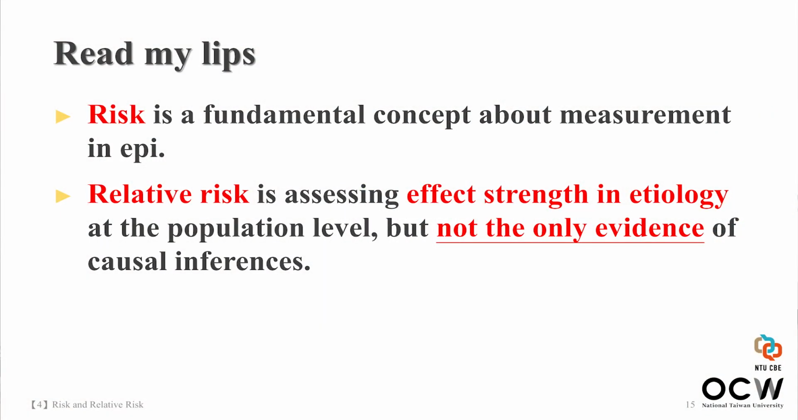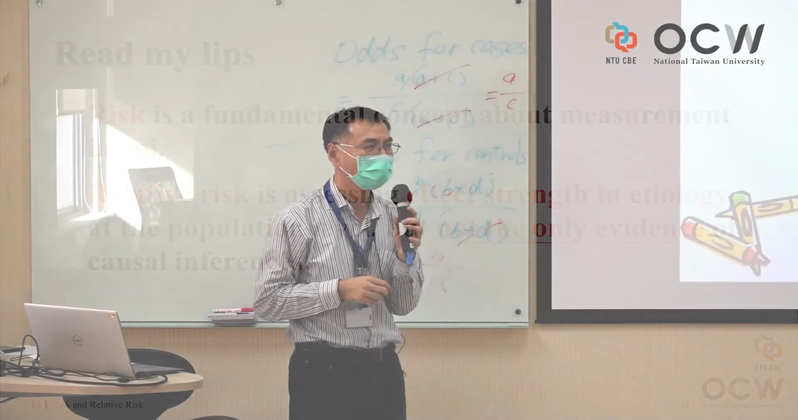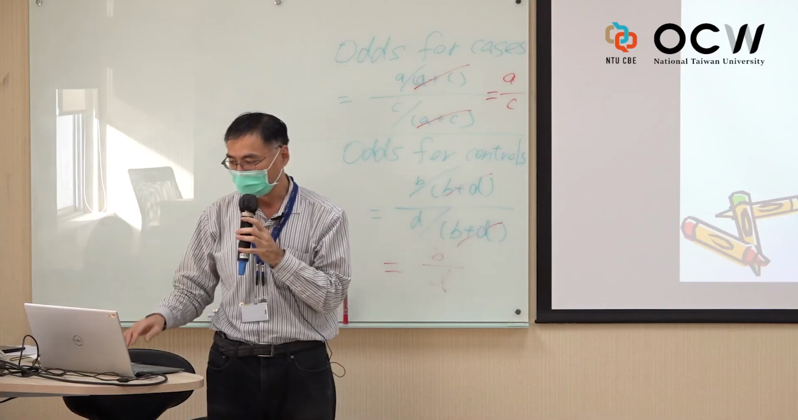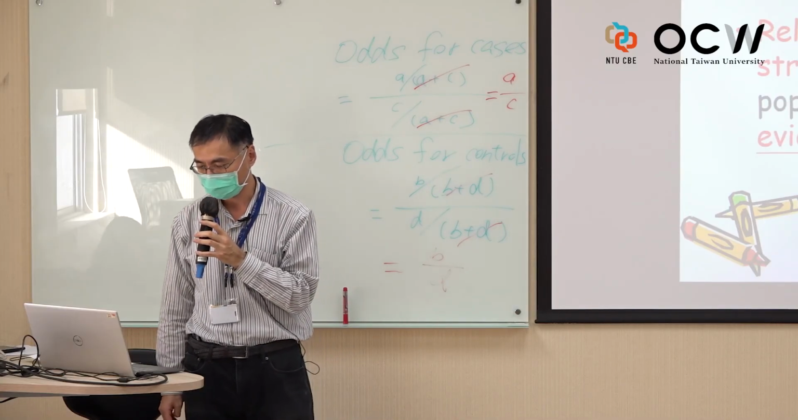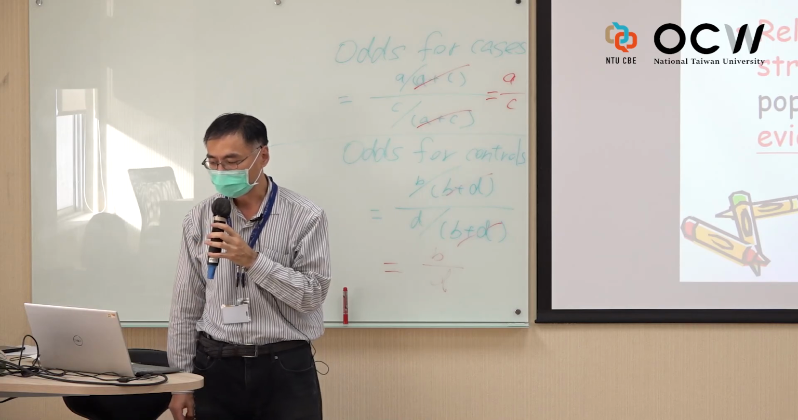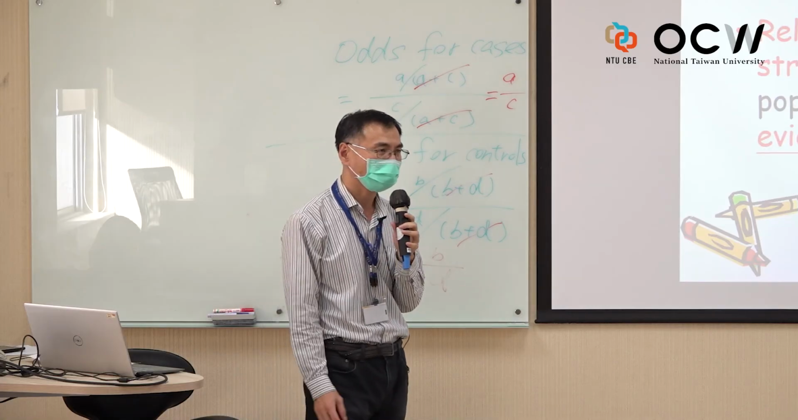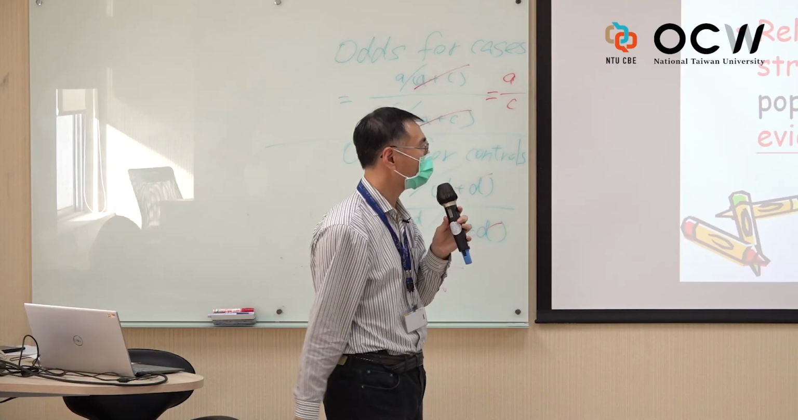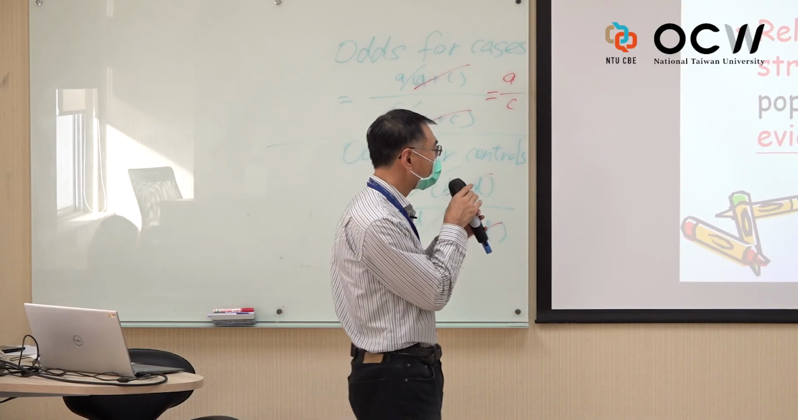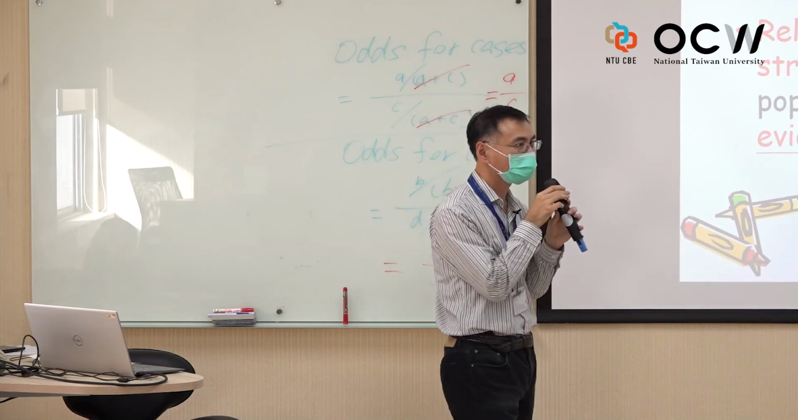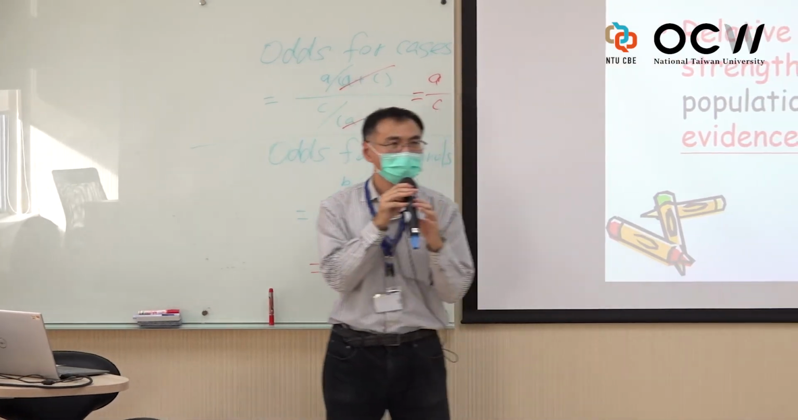Risk is a fundamental concept of measurement in epidemiology: prevalence, incidence, and then we use the calculation or estimation of relative risk to assess the effect strength in etiology. So if it's much higher than 1 or much lower than 1, then we have a sense about it. But it's not the only evidence for causal inference. I'll go into the detail next Monday.